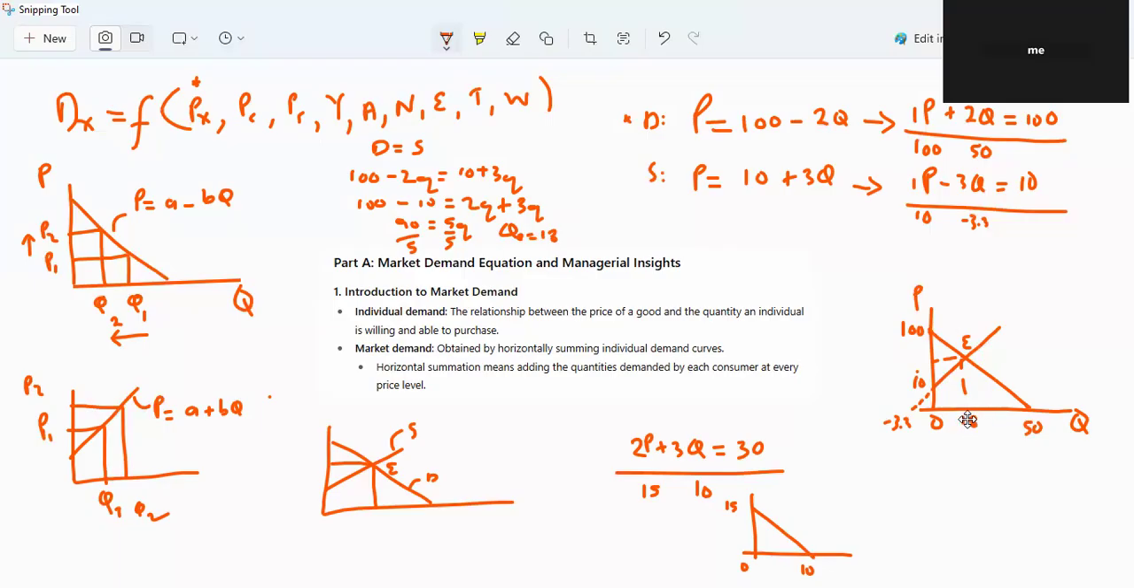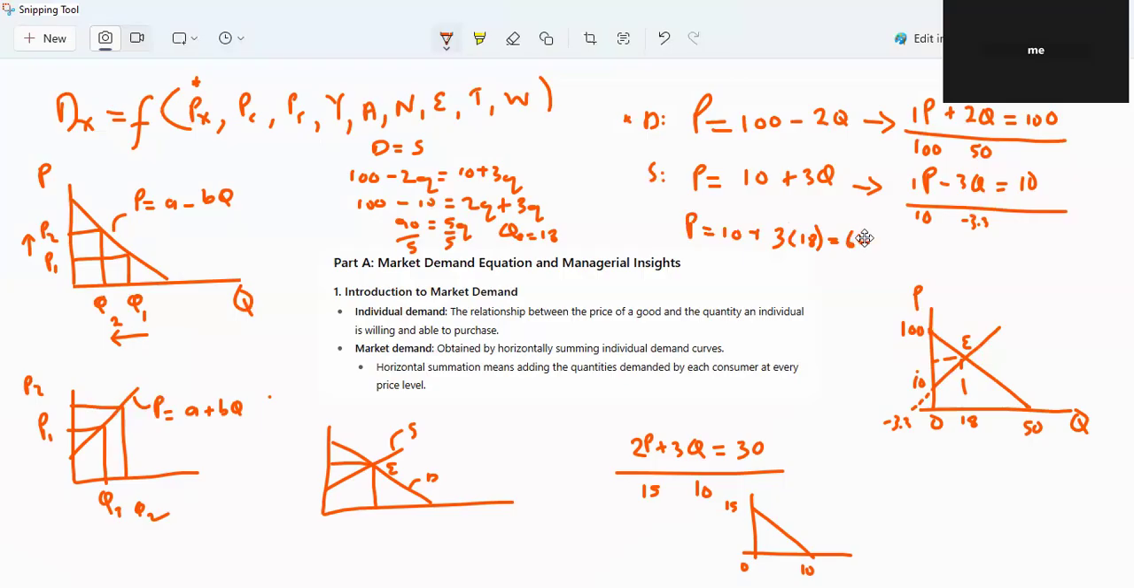Then to find the equilibrium price, we choose any of these two, so we will get the same answer. Where there's Q, we can put the 18. So 10 plus 3Q. Instead of putting Q, we're going to put 18. This will give us our equilibrium price as 64.